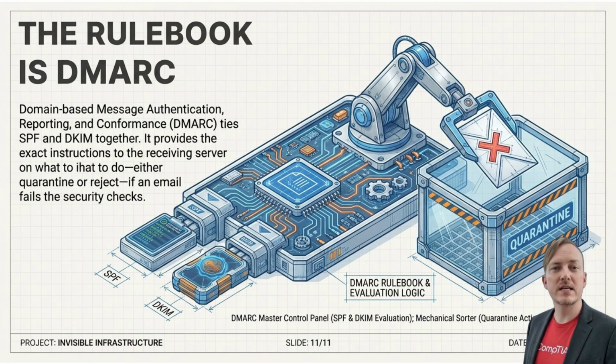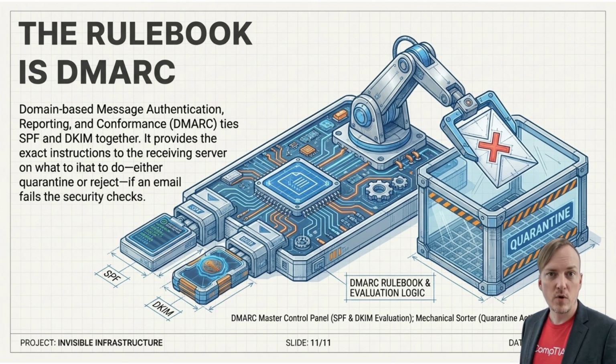The final piece is the rulebook, DMARC, Domain-Based Message Authentication, Reporting, and Conformance. DMARC ties SPF and DKIM together. It provides exact instructions to the receiving server on what to do if an email fails those first two security checks, telling the server to either quarantine the suspicious email or outright reject it and throw it in the trash.